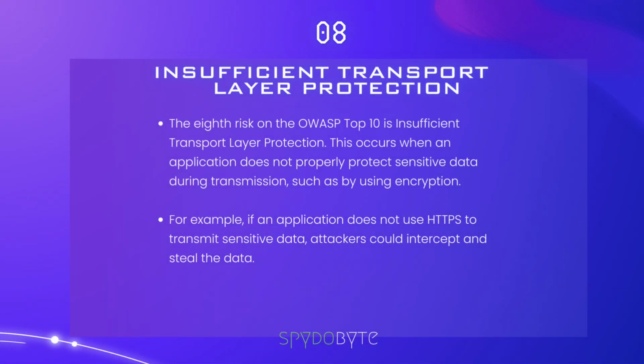8. Insufficient transport layer protection. The eighth risk on the OWASP Top 10 is insufficient transport layer protection. This occurs when an application does not properly protect sensitive data during transmission, such as by using encryption. For example, if an application does not use HTTPS to transmit sensitive data, attackers could intercept and steal the data.